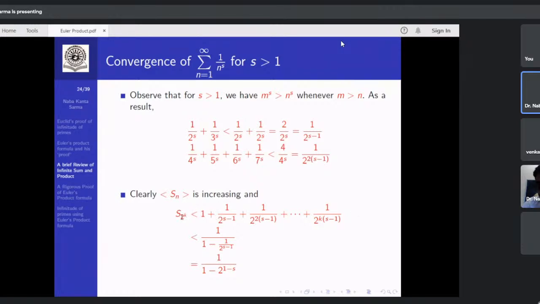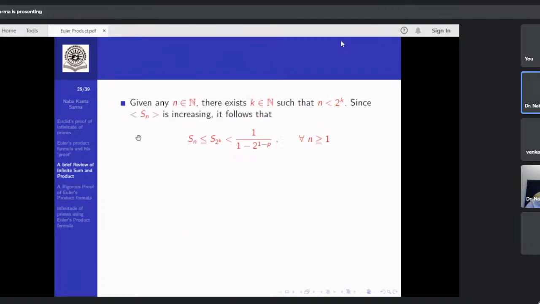It is a sum of the first 2^k terms. So in this finite sum, I can group, whether convergent or not. In a finite sum, there is no question of not being convergent. Everything finite is convergent. So if we group the terms like 2, 4, 8, 16 like that, and I use the inequality, what I get is this. This is a geometric series with common ratio 1 by 2 to the power s minus 1. So its sum is 1 by 1 minus the common ratio, which is this. On the right hand side, there is no k. This shows that the sequence of partial sums S_{2^k} is bounded above.